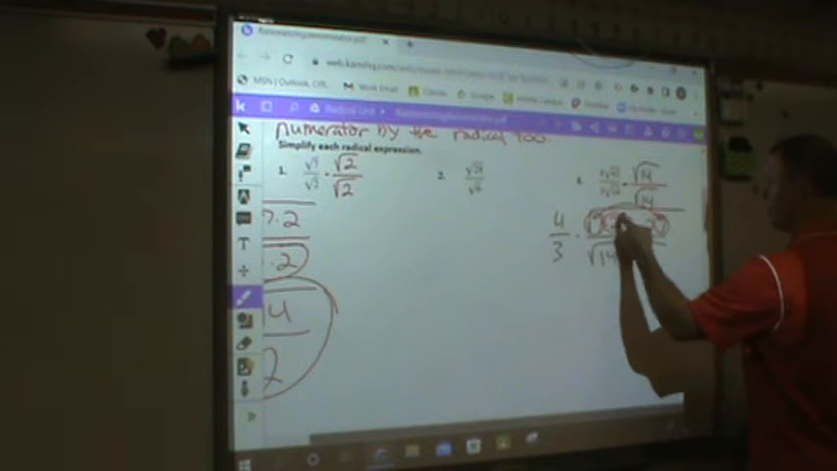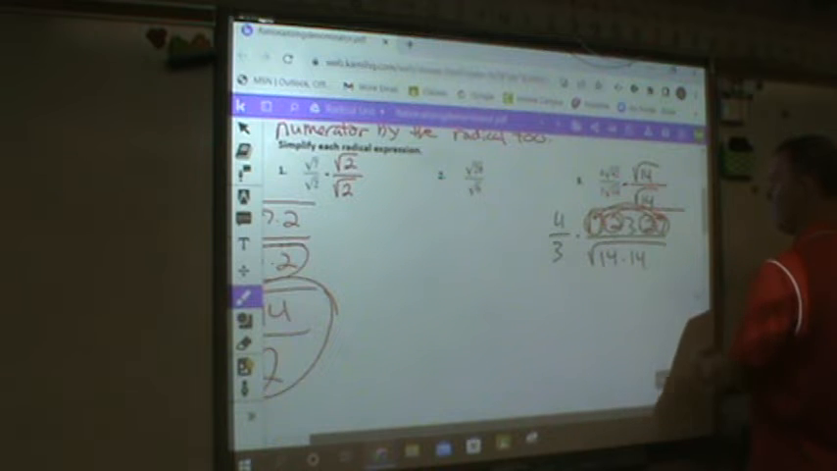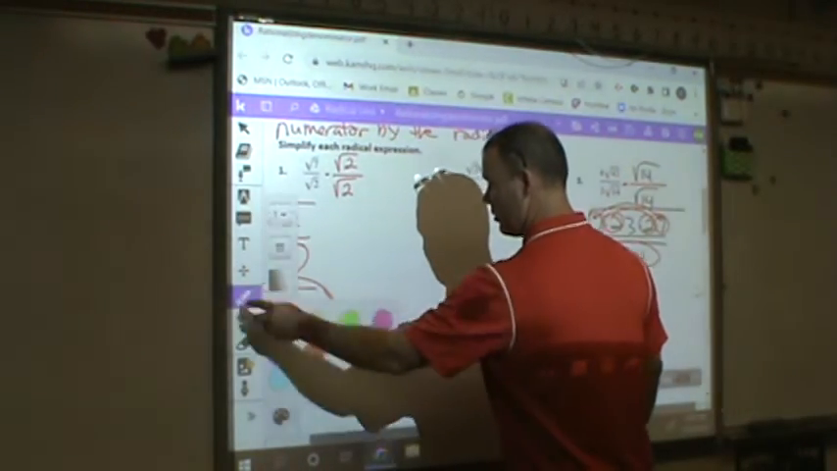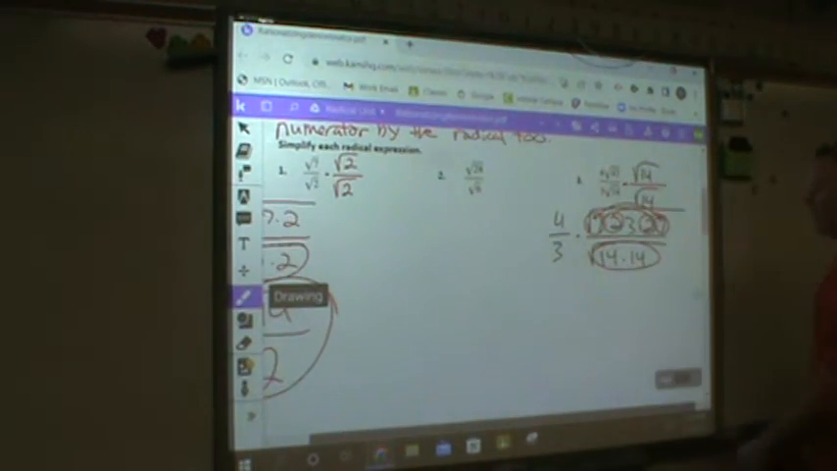Two 2s. Are there two 2s? Yes, there are two 2s. There's only one 3, so I can't do anything with it. And in the denominator, I have two 14s. So after I've circled all those, now I can take all my perfect squares out.